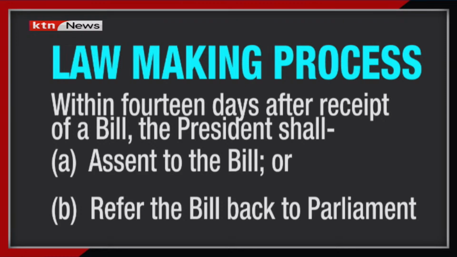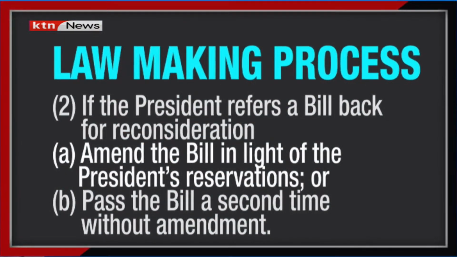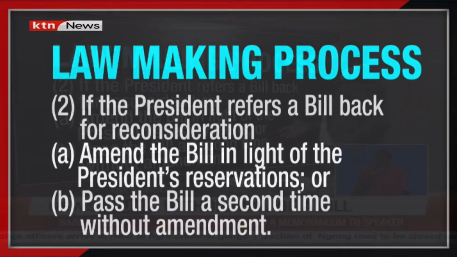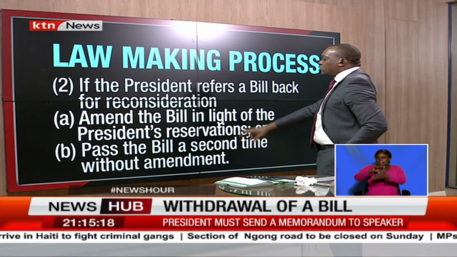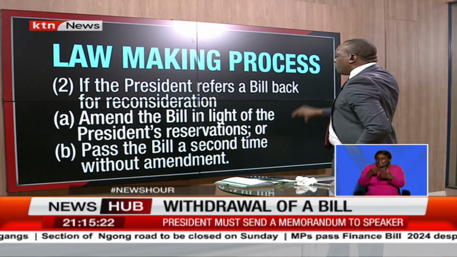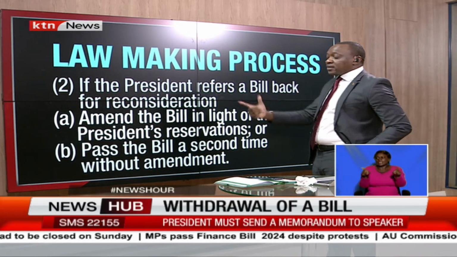After referring, let's take a look at what happens next after the president refers back the bill to Parliament. If the president refers this bill back to Parliament, it will amend the bill in light of the president's reservation. So he sends it back with what we call a memo, asking Parliament to amend it in light of those reservations made. Then the bill will be passed a second time without the amendment. The bill can also be passed a second time without amendment.